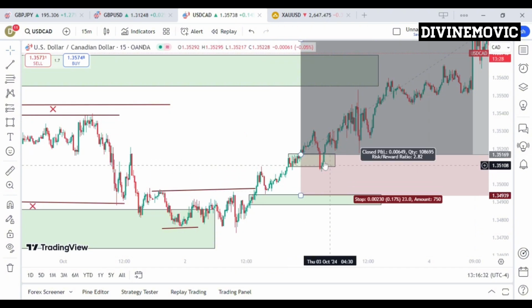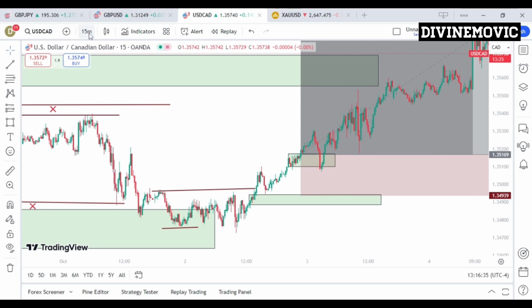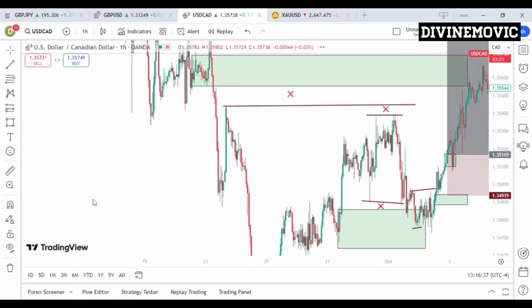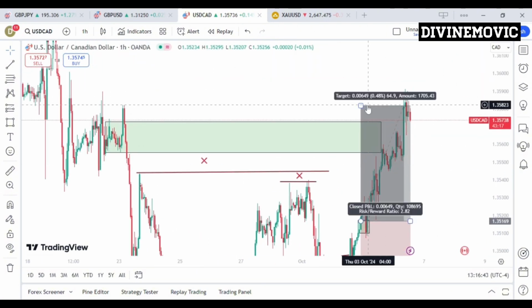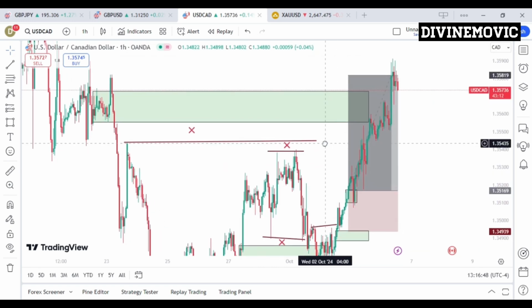Now I took this entry from this point here and basically was targeting this point here for price to take out this liquidity, and most likely here. And that was exactly where my take profit was, and that was how I was able to make that $43.